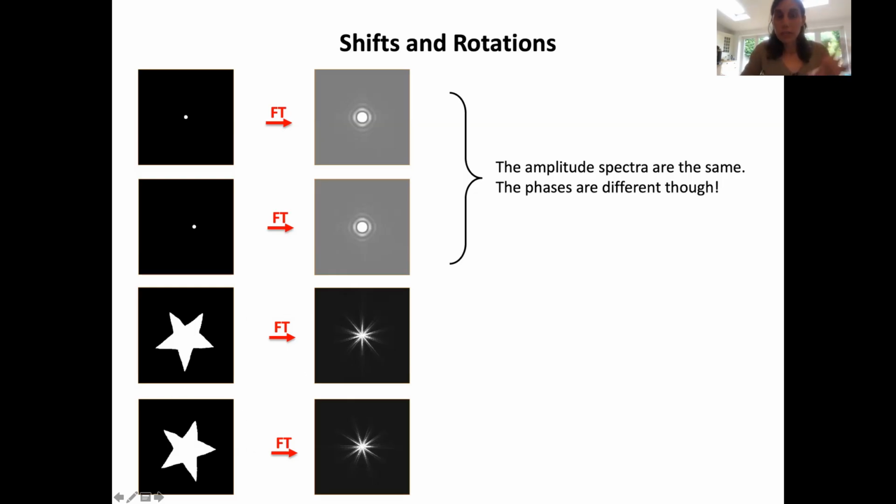Here, when you rotate an image, you also rotate its Fourier transform. It might be interesting to note here that we have an image with 5 points, and the Fourier transform has 10. This is because Fourier transforms are center-symmetric, so the 5 points are all in the same half of the Fourier transform, and there's another 5 in the other half. So that's something to remember and take into account when you look at symmetric particles, for example, in Fourier space.